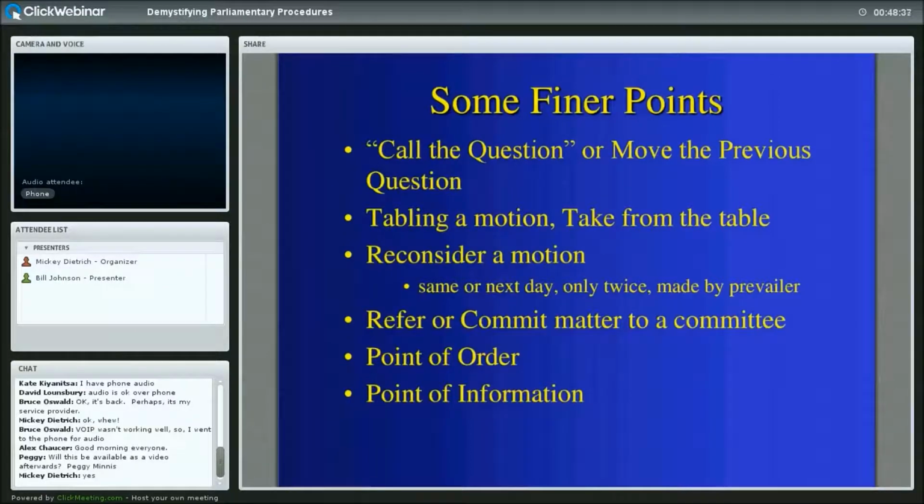You can also refer a motion to a committee. You can say, I think our membership committee should prepare a recommendation before we vote on this, and that's a legitimate way to handle a motion.